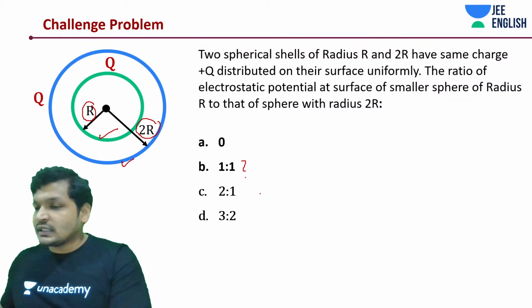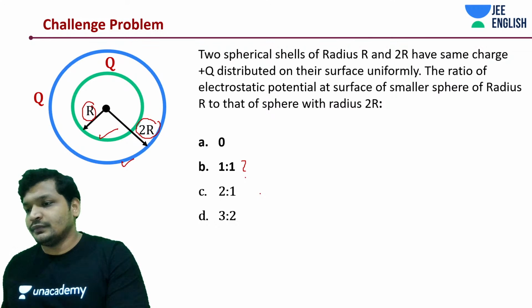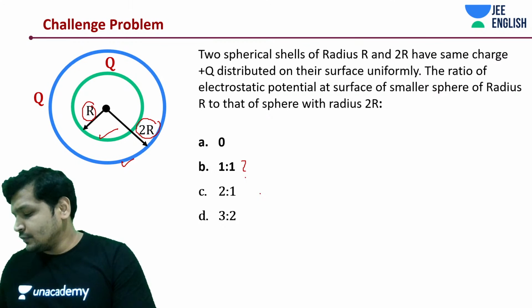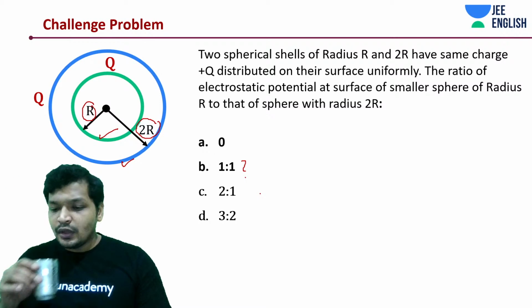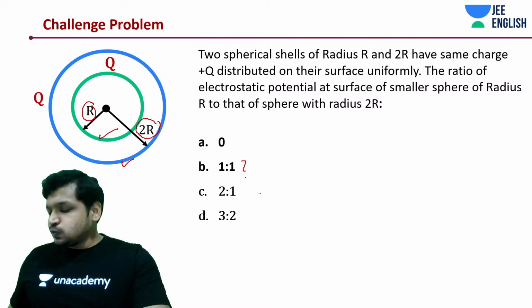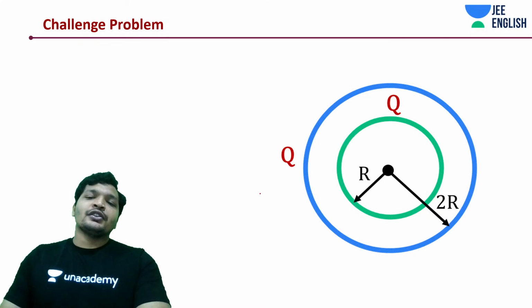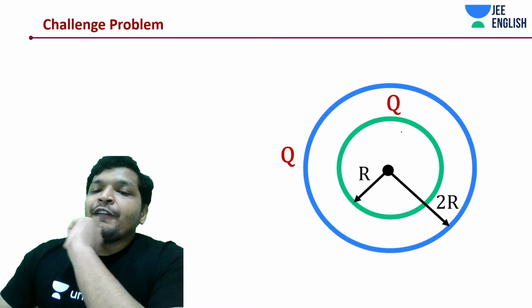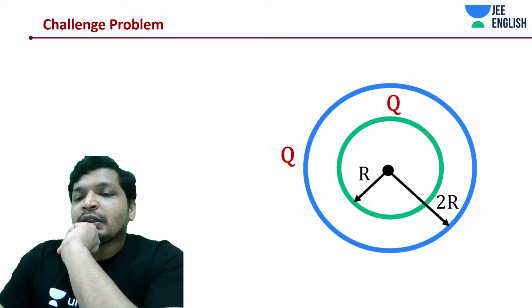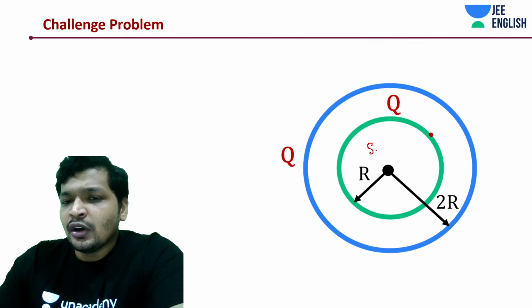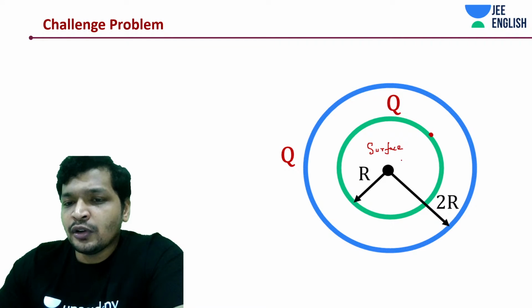Get started. Alright, let's get into this question then. It's a very simple question. First of all, let me ask you something. I need to find out the electrostatic potential at this point, that is on the small shell. We are talking now about the surface of the small shell.